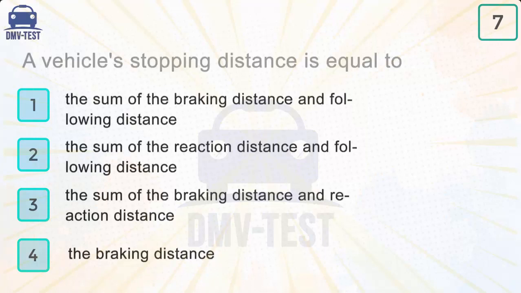A vehicle's stopping distance is equal to the sum of the braking distance and following distance, the sum of the reaction distance and following distance, the sum of the braking distance and reaction distance, the braking distance.